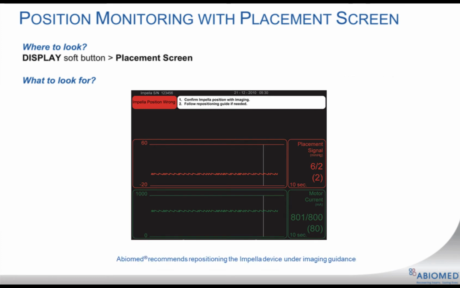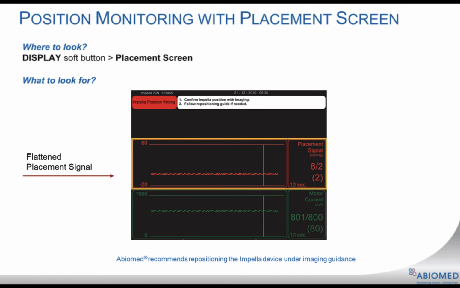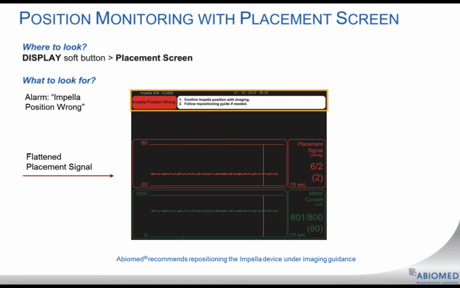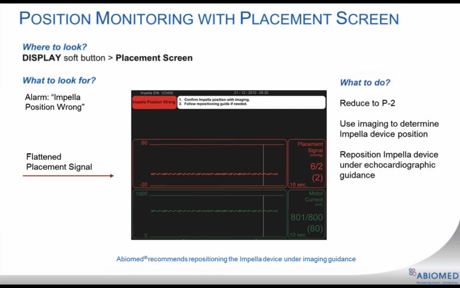To address incorrect Impella device positioning, you should use the placement screen. Use this checklist to determine which steps should be taken. Is the placement signal flattened, as shown here? Is the controller issuing an alarm that the Impella device position is wrong? If this is the case, the cannula is either fully in the ventricle or fully in the aorta. Reduce to P2. Use fluoroscopic or echocardiographic imaging to determine the position of the catheter and reposition it accordingly.